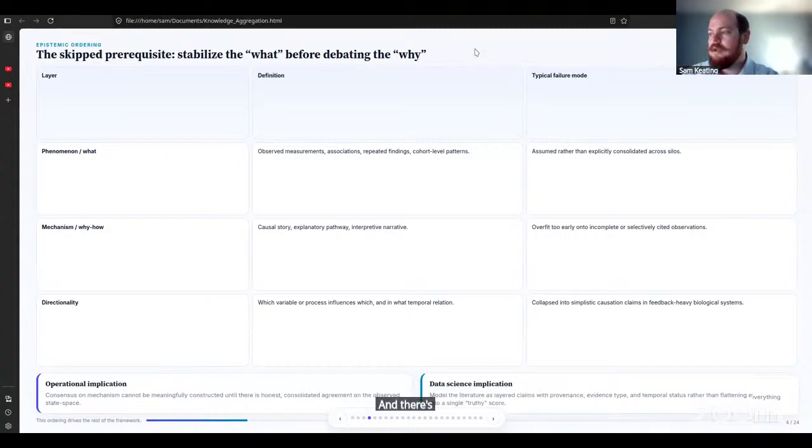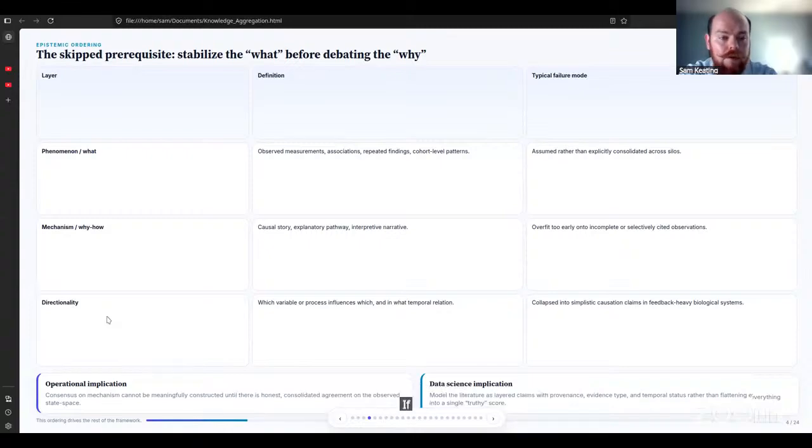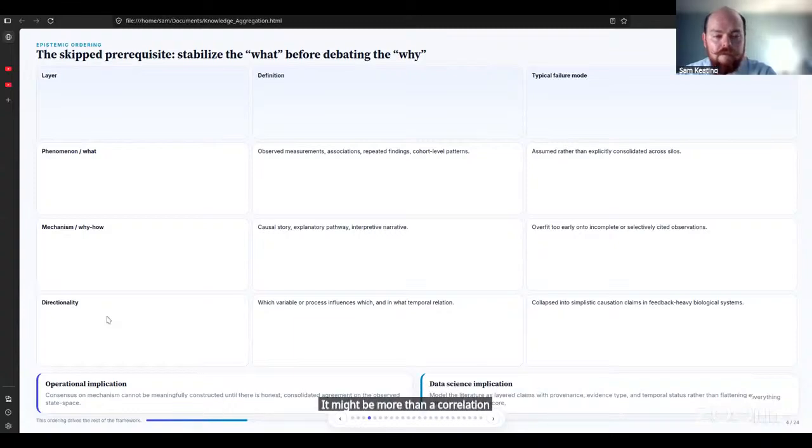And there's also this directionality I alluded to earlier of, correlation is not causation, but directionality is just as important to establish and harder. It comes downstream of, do you have any hint to entertain evidence of causation? If you don't know whether the gut microbiome dysregulation or the brain physiology is causing the other to reflect some strong correlation, it might be more than a correlation. It might have causative ramifications. But if you can't begin to suss out directionality, you're not done yet.